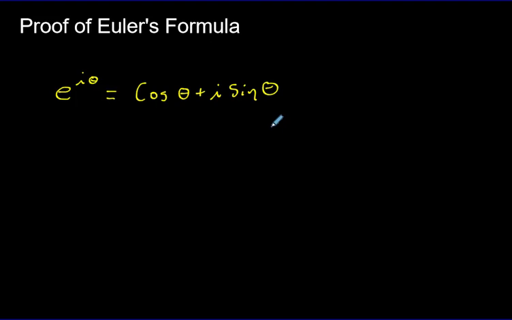There is one proof that we can do that uses some of the knowledge that we know, but we're going to have to consider this i, this complex number i, as a constant. And the way we're going to do this is we're going to come up with this function: f of θ is equal to e^(-iθ) times (cosine θ plus i sine θ).